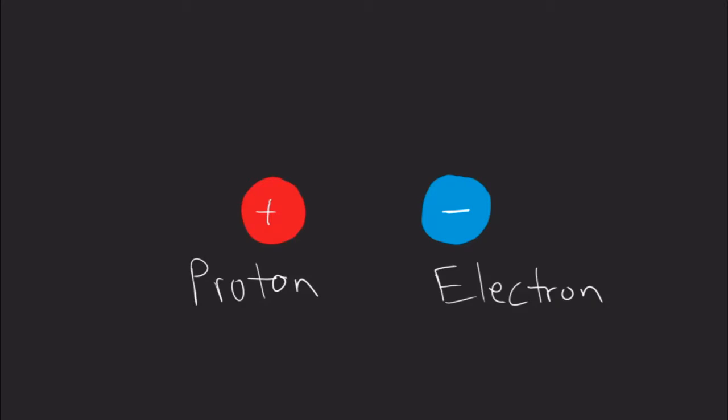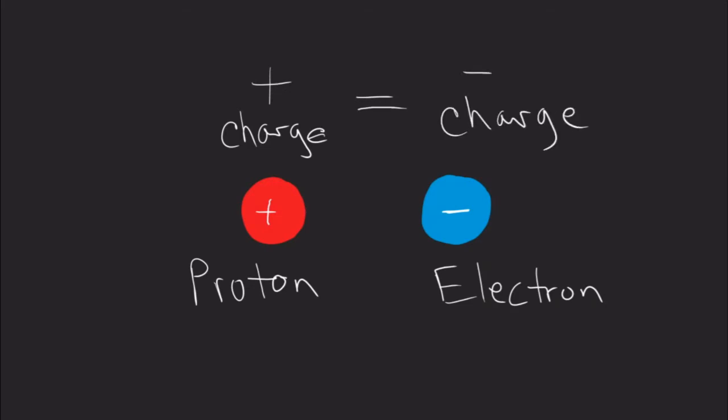And so normally what we find is that most objects tend to be neutral, because the amount of positive charge on a proton is actually equal to the negative charge on an electron. So they basically, quote unquote, cancel out. They zero out. They neutralize each other.